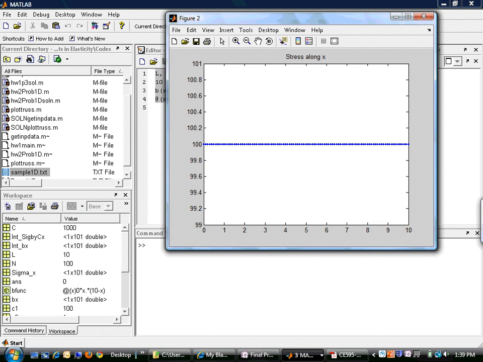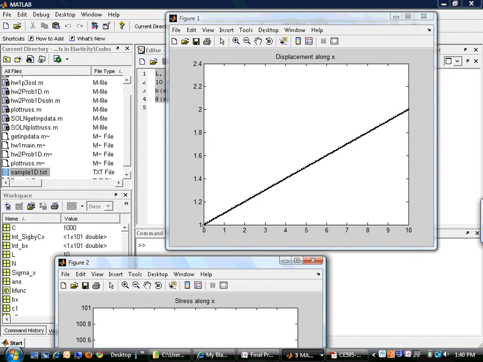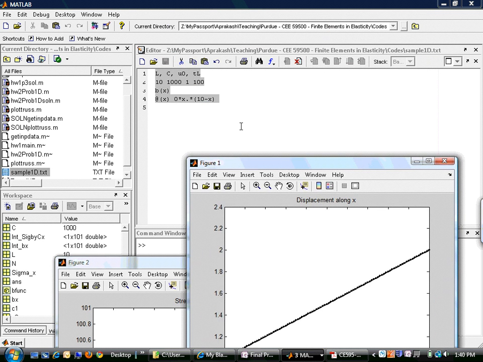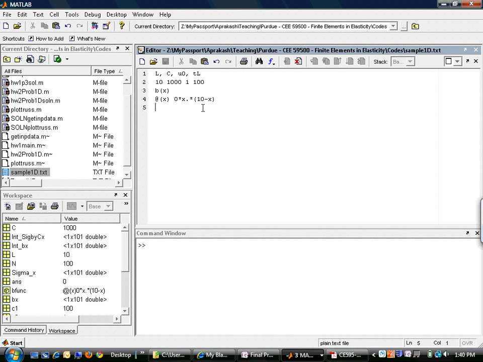Okay, so this is the constant stress, a constant value of 100, and this is the linear displacement. It starts out at 1 because I said that the bar has a unit displacement at the left end, and the displacement profile is then linear. The same way you can experiment with a lot of different types of body forces, and this program should be able to solve all these different types of problems.